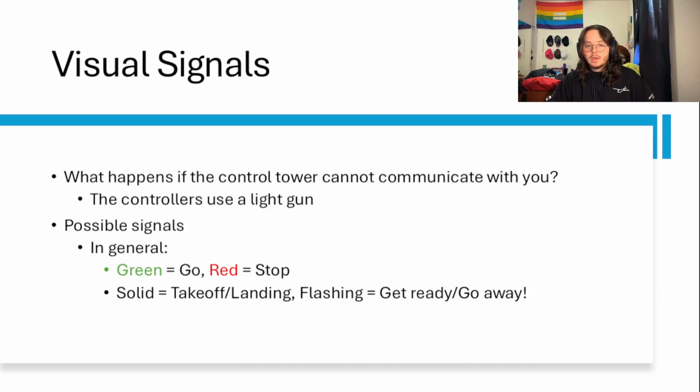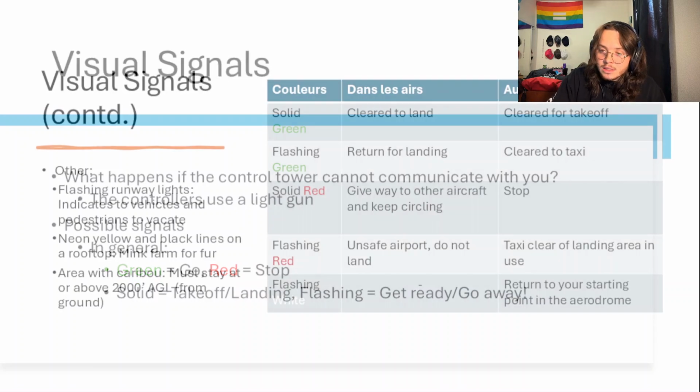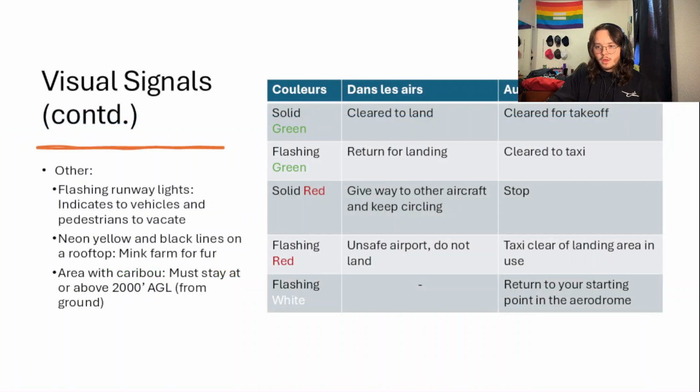to keep it continuously on. The general rule for this, and we will get into the specifics, is green is go, red is stop, of course. Solid, so continuous light, would be takeoff and landing, and flashing would be get ready or go away. Does that make sense? Let's see the specific use cases.